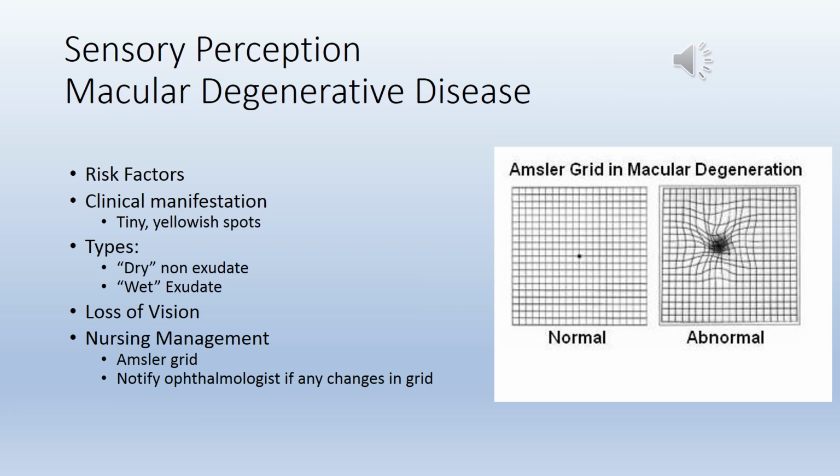In nursing management, an Amsler grid is given to patients to use in their homes to monitor for a sudden onset or distortion of vision. They may provide the early sign that macular degeneration is getting worse.